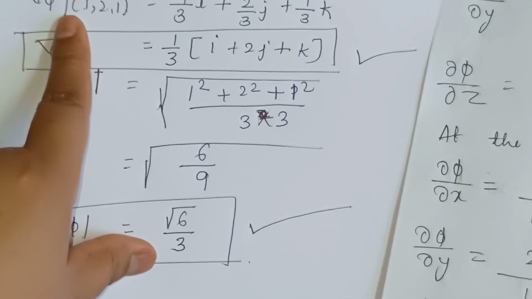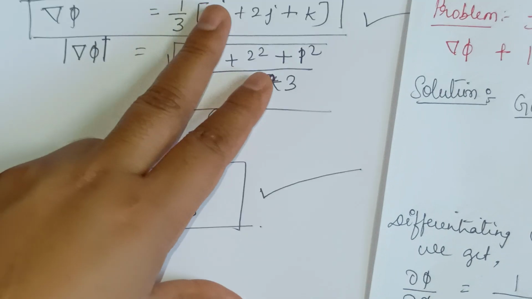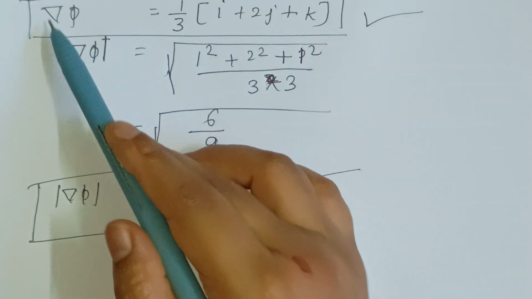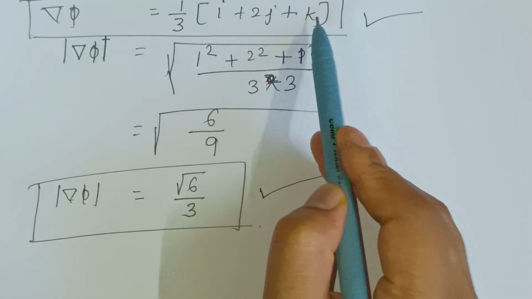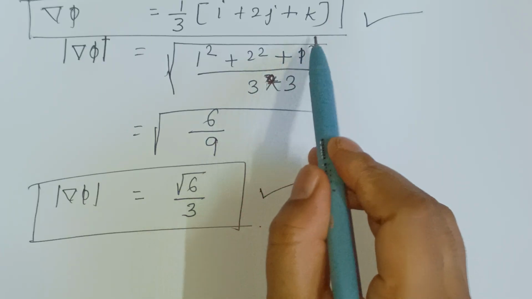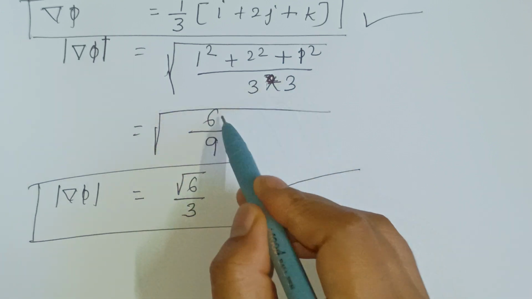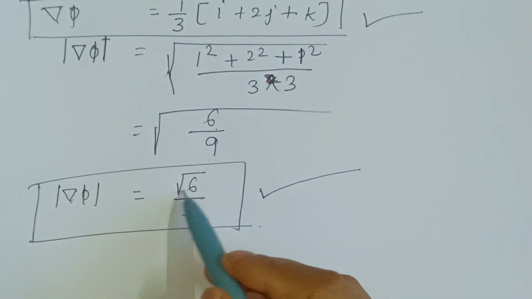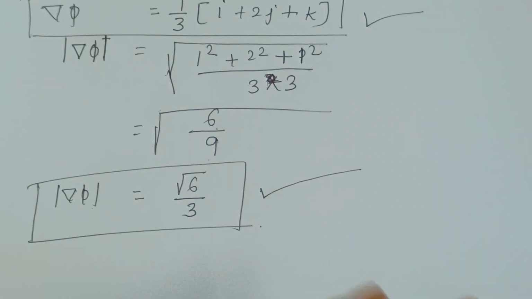Done. So substituting in this equation, we get 1 by 3 i plus 2 by 3 j plus 1 by 3 k. Hence, taking 1 by 3 common, 1 by 3 times i plus 2j plus k. Now for the magnitude, we find 1 square plus 2 square plus 1 square, divided by 3 square. 3 square is 9, right? So square root of 1 plus 4 plus 1 is 6 by 9. So the magnitude of del phi is nothing but square root of 6 by 3. That is all. It is simple and straightforward.